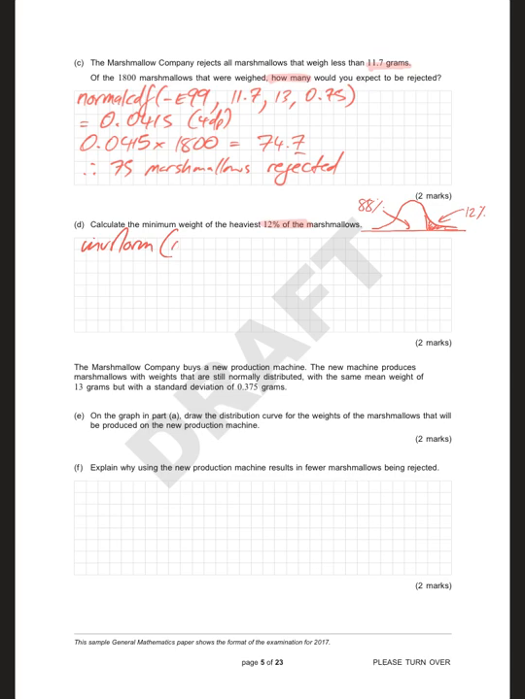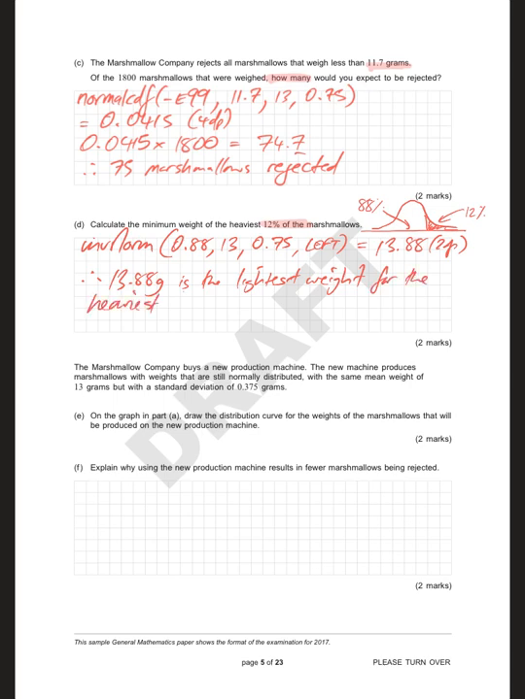But this is an older calculator, so 0.88, comma 13, comma 0.75. For the people with a newer calculator, you would be writing the tail to the right there. Unfortunately, I don't have a newer calculator, I have an old one. So the tail is always to the left for the older ones. So it gives you 13.88 to 2 decimal places. Therefore, 13.88 grams is the lightest weight for the heaviest 12% of marshmallows.